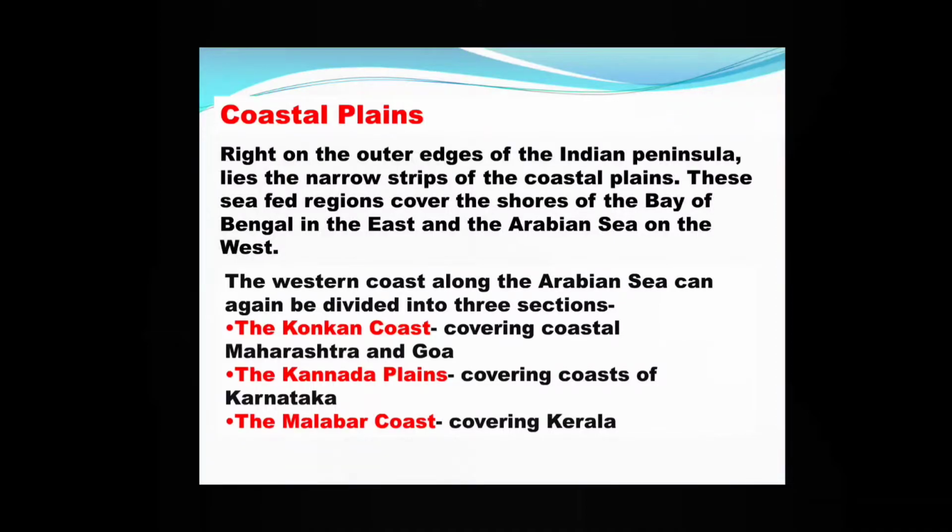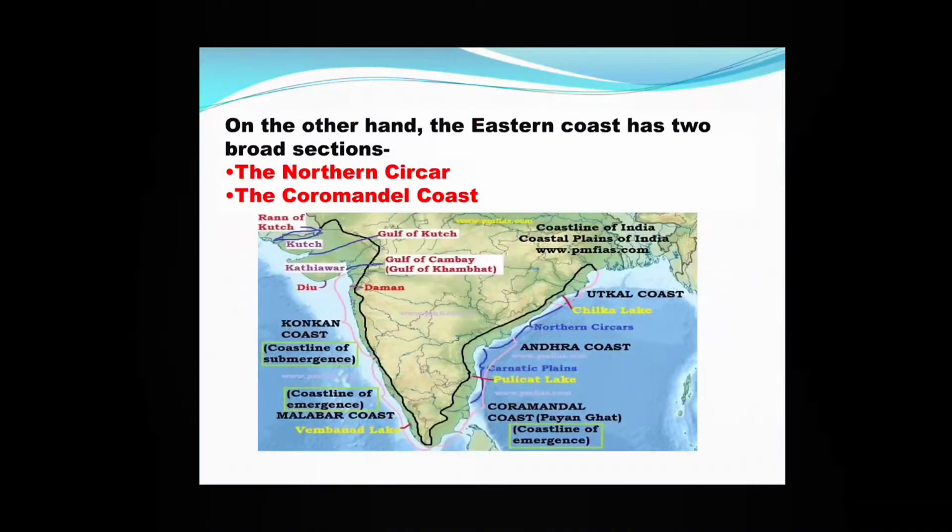So the western coast is divided into three parts. The whole coastal plain starts from Maharashtra and ends till Kerala, but Maharashtra to Goa it is the Konkan coast, Karnataka is the Kannad plain and Kerala is the Malabar coast. Now, on the other hand, the eastern coast has two broad sections. It is the Northern Circars and the Coromandel coast.